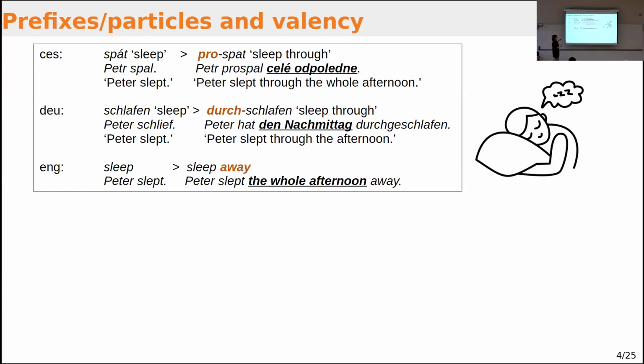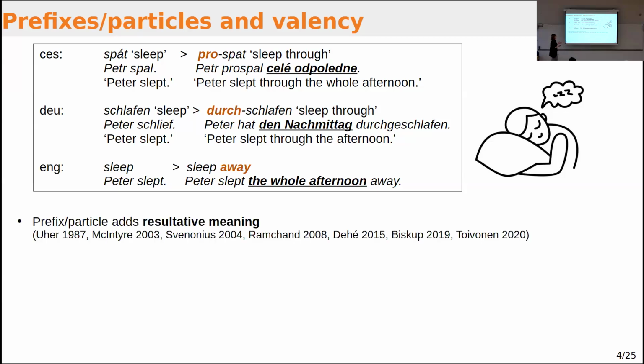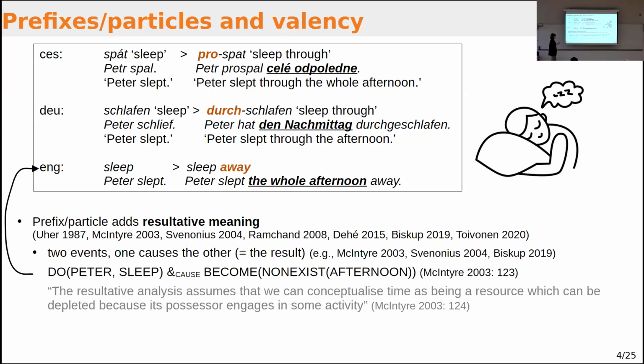So this effect of the addition of some kind of additional valency slot has been observed across different forms of prefixes. And the possible analysis of this effect is that on a general level, the prefix or particle adds some kind of resultative meaning. In one type of analysis, we could even say that the particle or prefix verb describes two events on the conceptual level. One event that causes the other, and that is the result.